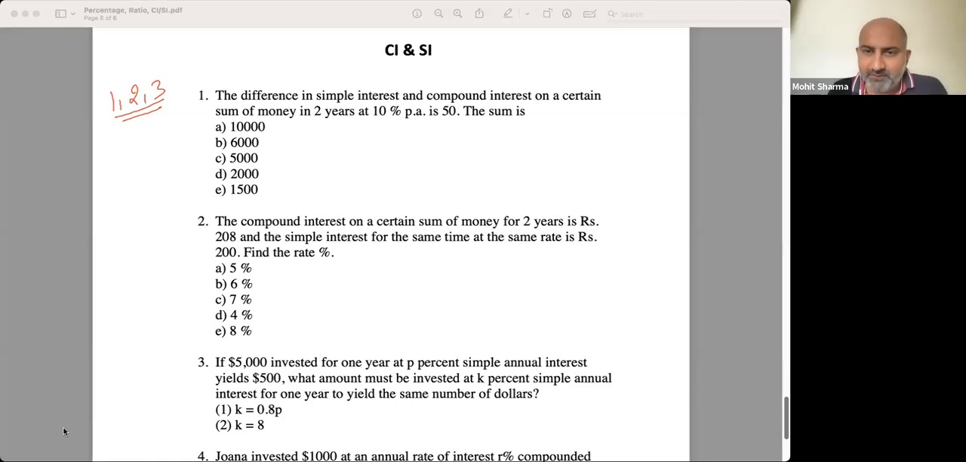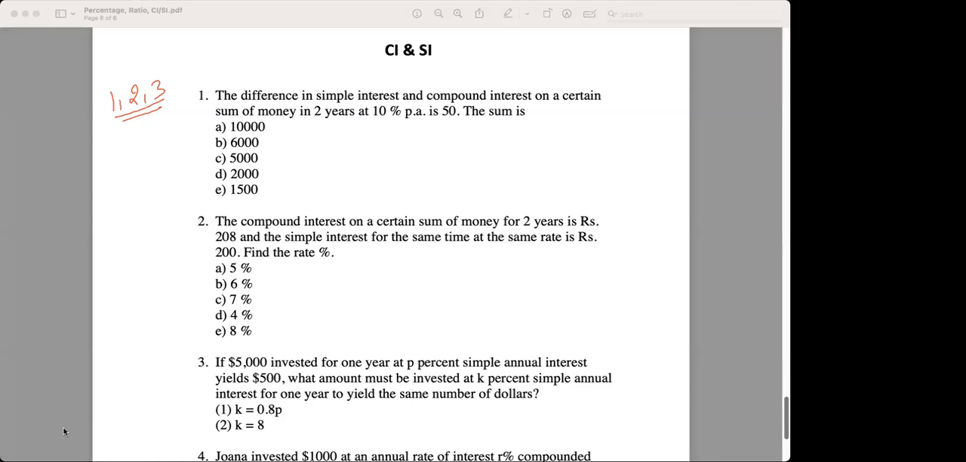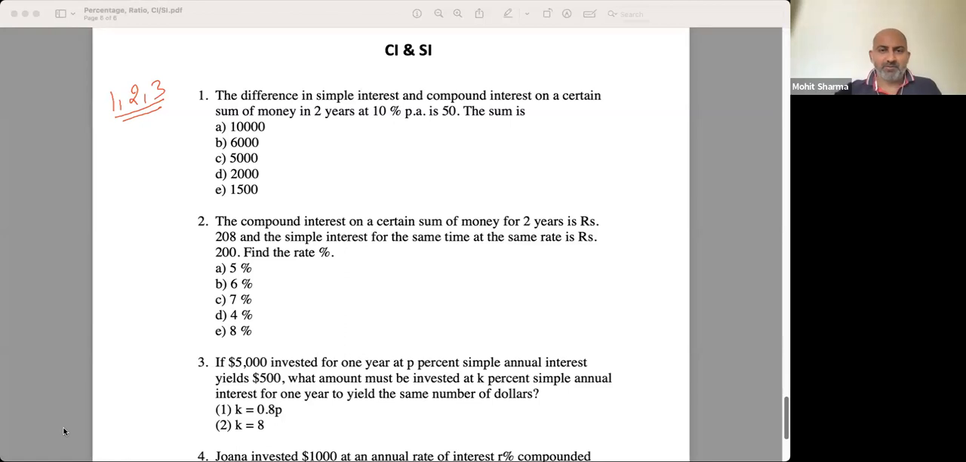Gone through both the questions? All three? Yes, I've gone through all the questions, sir. I'm getting confused with the formulas. There is no formula required, honestly.